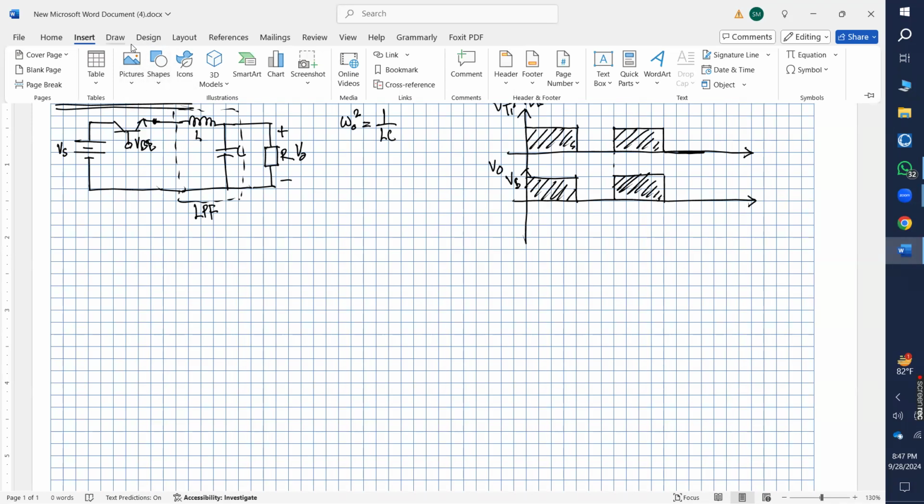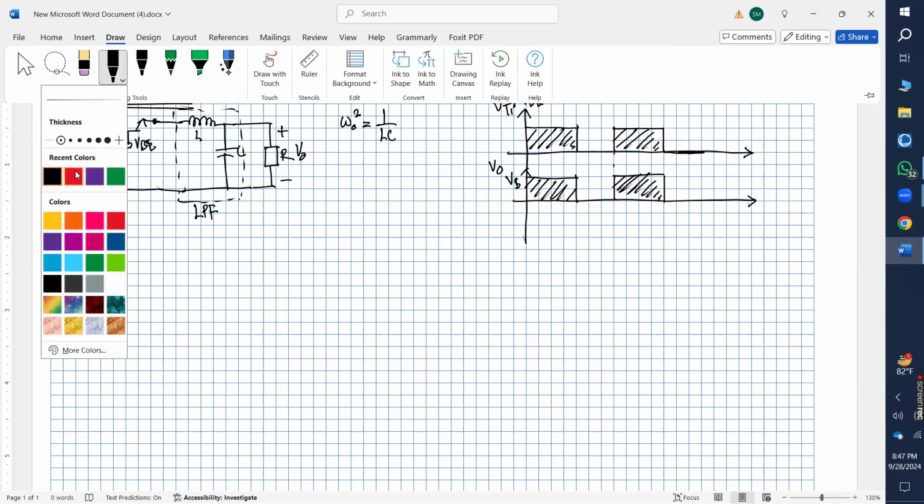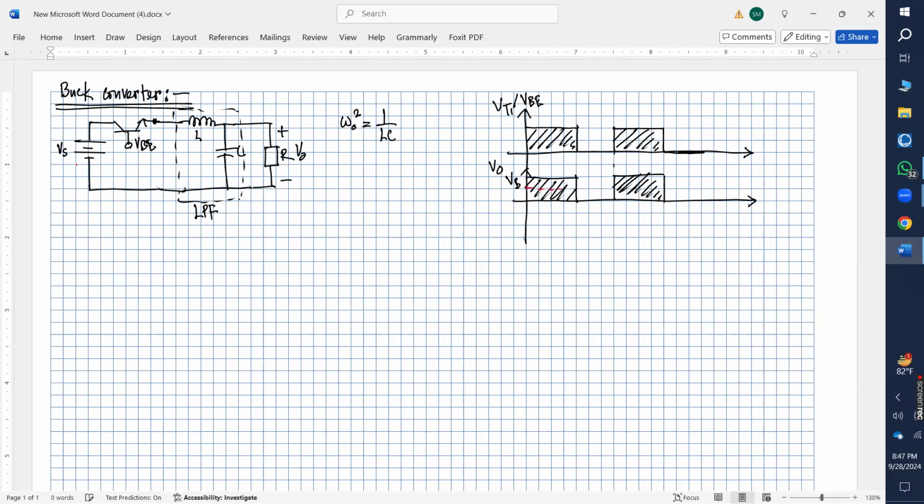in an idealistic case, you will find that your output voltage is exactly the same as the average value of this waveform. We have already discussed that in the class, right? Can you remember this? Yes, sir. So the circuit that we have discussed so far is nothing but a buck converter.